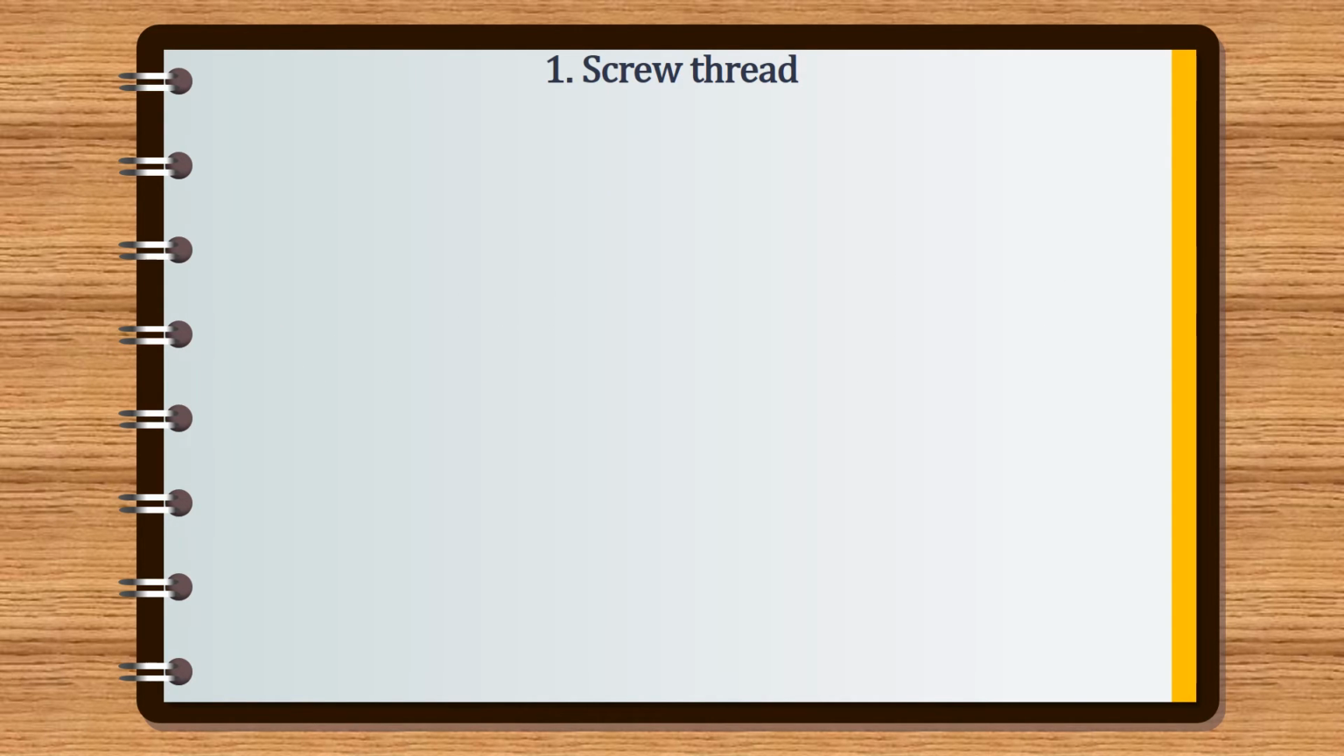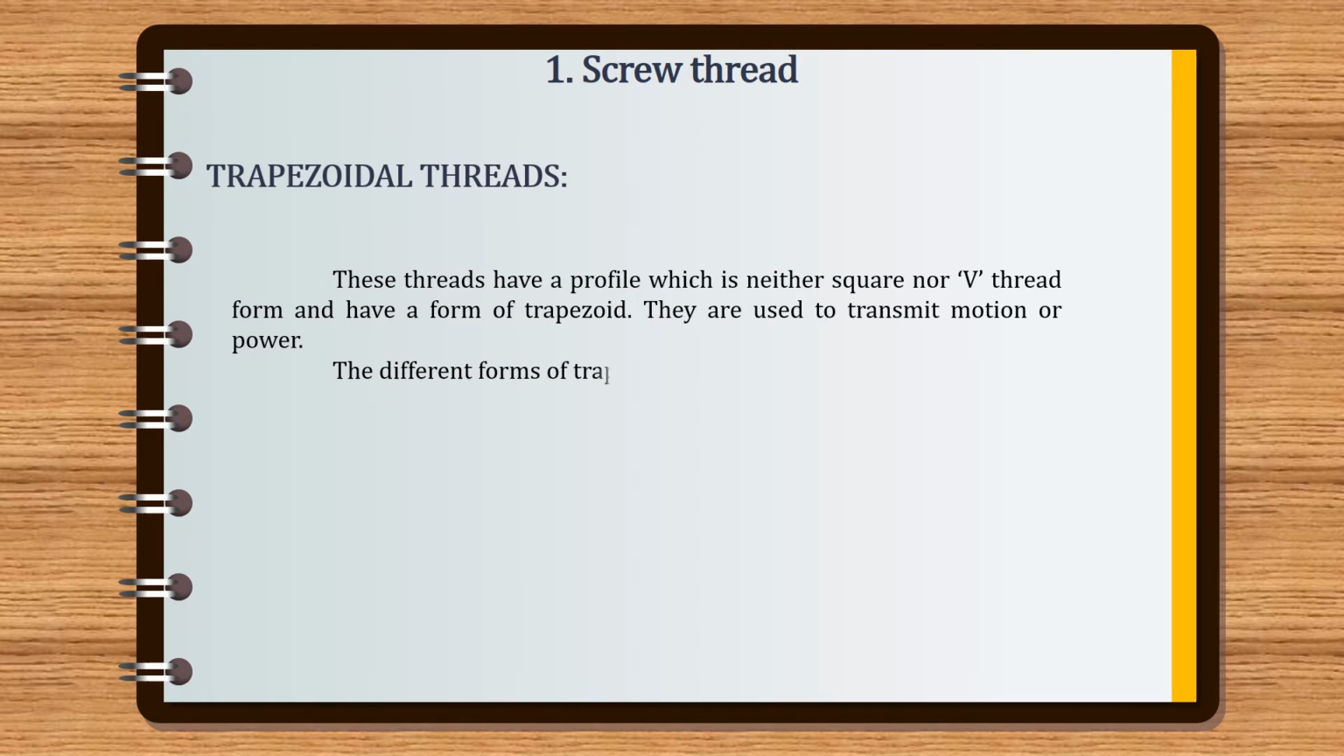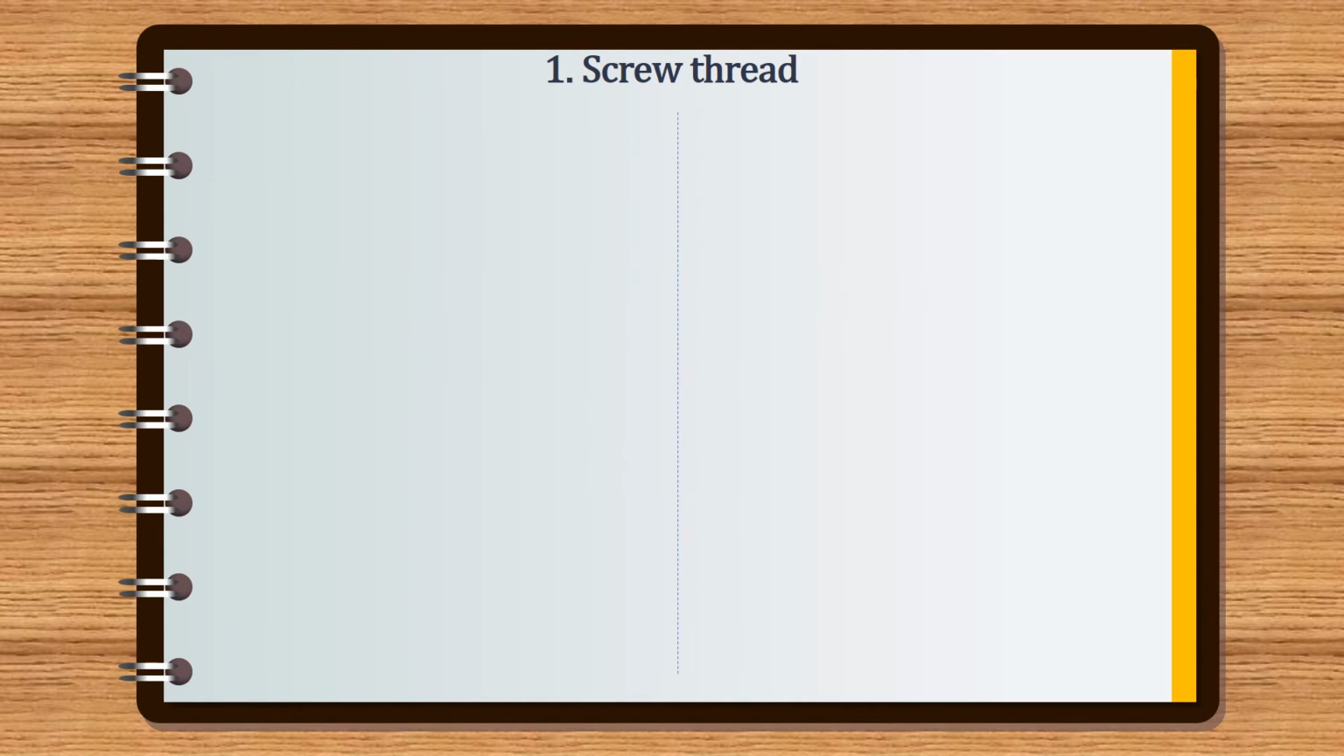Then next, we are going to discuss trapezoidal threads. These threads have a profile which is neither square nor V thread form and have a form of trapezoid. They are used to transmit motion or power. The different forms of trapezoidal threads are 1. ACME thread, 2. Buttress thread, 3. Worm thread, and 4. Sawtooth thread. Let's discuss the types of thread one by one.